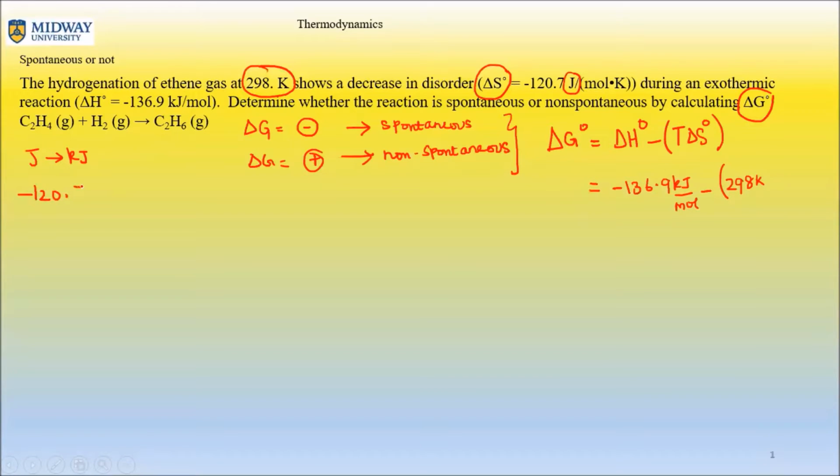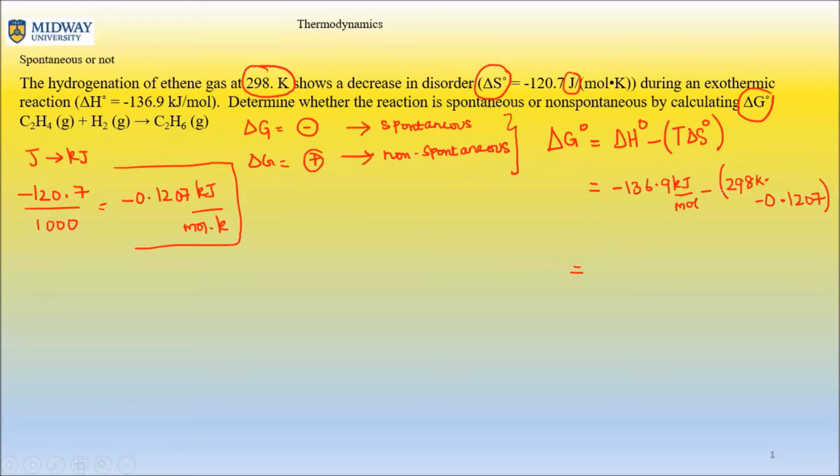So 120.7 over 1,000 would be negative 0.1207 kilojoules per mole Kelvin. You have to make this adjustment. Otherwise, your answer will be messed up. So put that value here. So negative 0.1207. You remember from your math classes, when you multiply a negative, it'll be positive. So it's 136.9 plus 298 times 0.1207. Let's get the math underway.